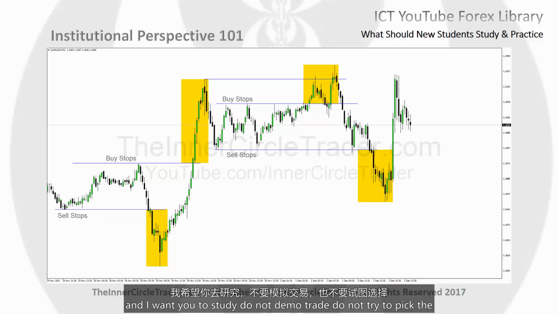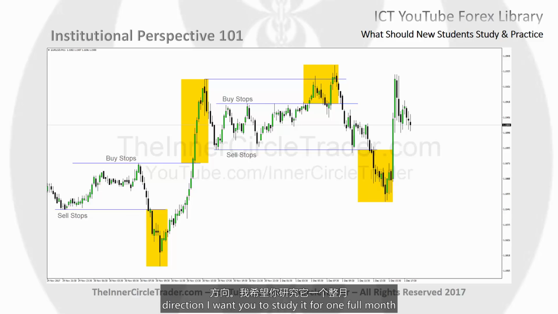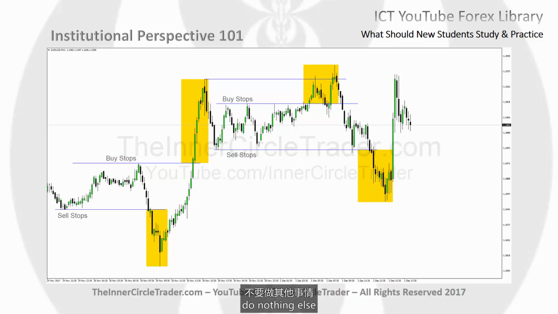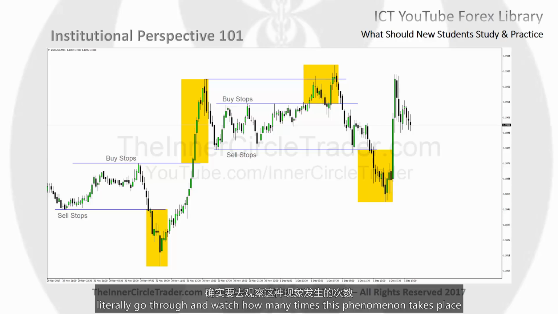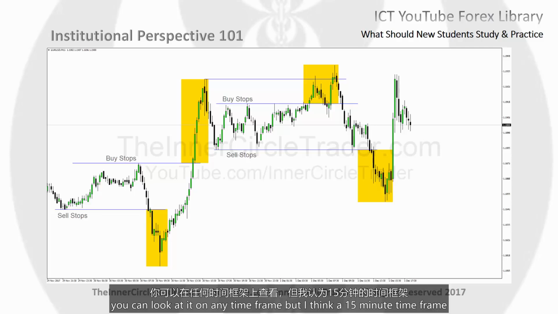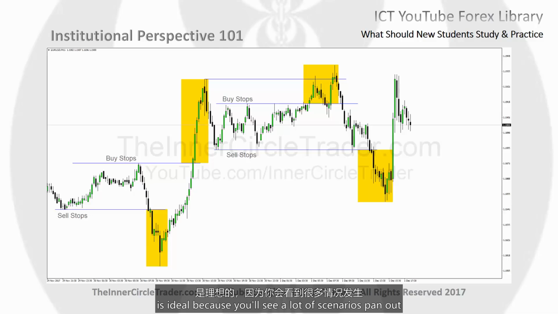Do not demo trade. Do not try to pick the direction. I want you to study it for 1 full month. Do nothing else. Pick 1 or 2 pairs. Literally go through and watch how many times this phenomenon takes place. You can look at it on any time frame, but I think a 15-minute time frame is ideal because you'll see a lot of scenarios pan out.